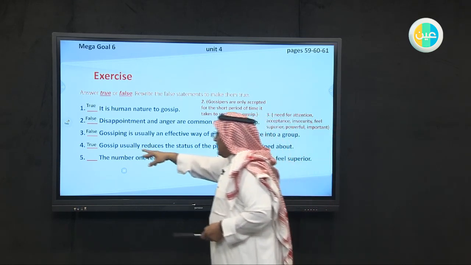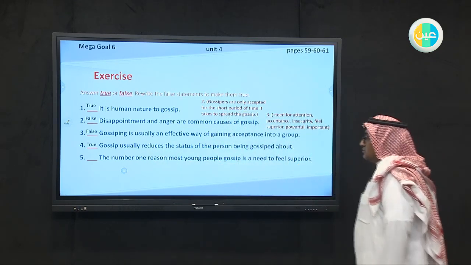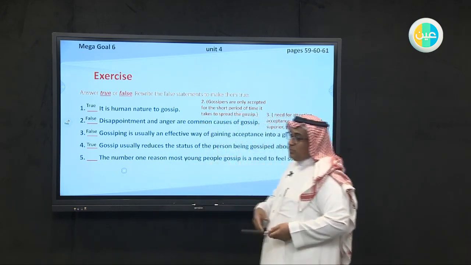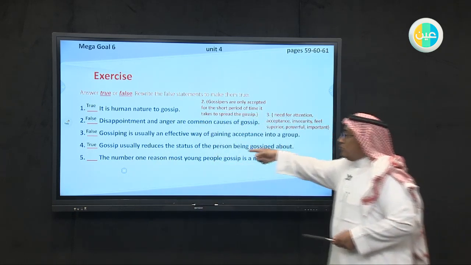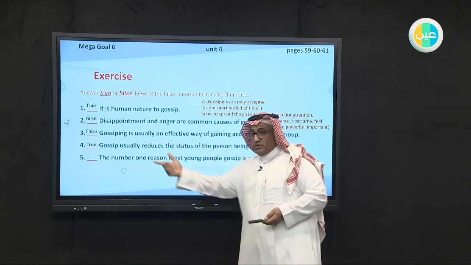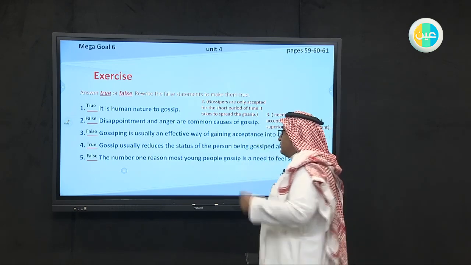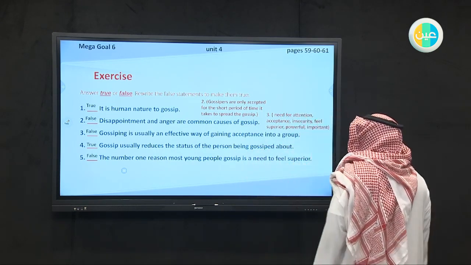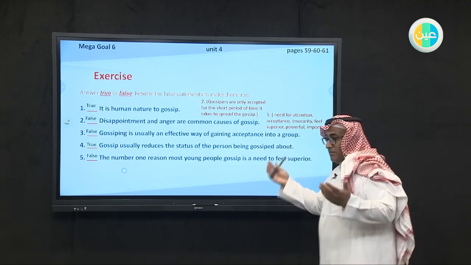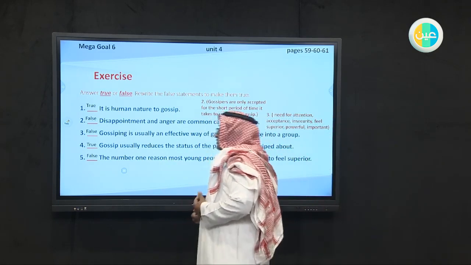Okay. Gossip usually reduces the status of the person being gossiped about. What do you think? Yes, of course. It means when you talk about others, it will reduce the status of the person being gossiped about. Yes, I agree. You should be agreeing with that. So it is true. Number 5. The number one reason most young people gossip is a need to feel superior. Superior means better than others. So it is false.